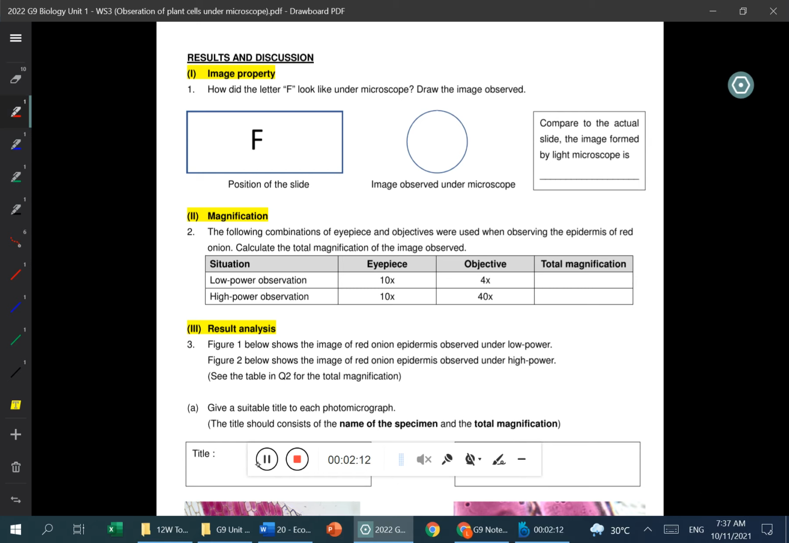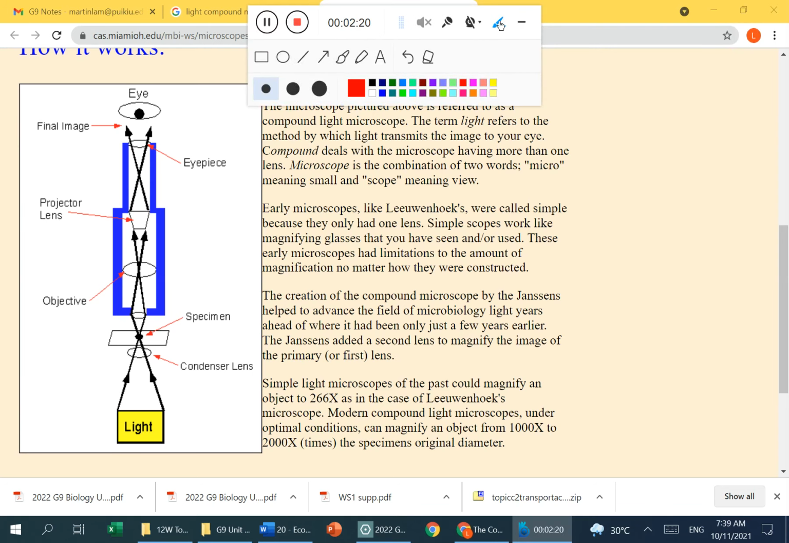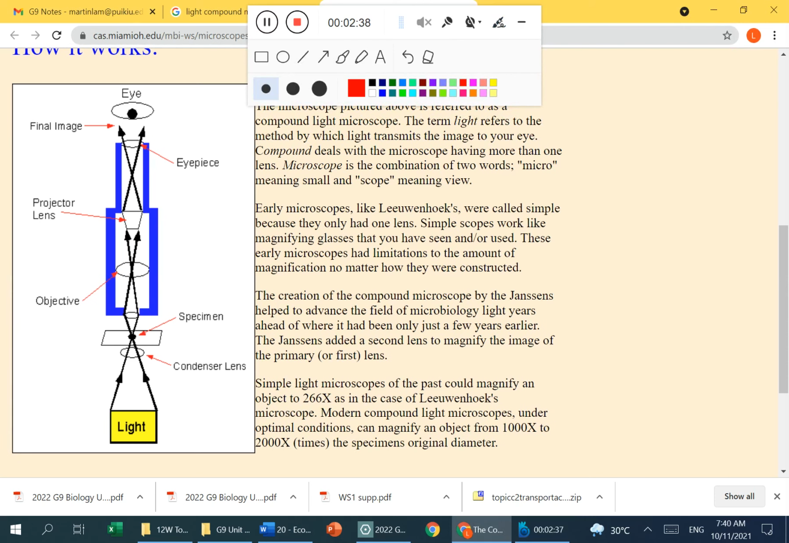The first thing that we want you to learn about microscope is the property of the image you can see. Now remember that when you are observing under microscope, the light passes through the specimen or sample from the bottom, and then it passes through two lenses, the objective and the eyepiece, and then eventually reaches your eyes. So these lines represent the path of the light going through. There are two important properties of the image as a result.